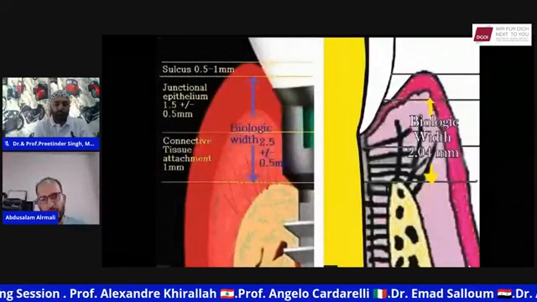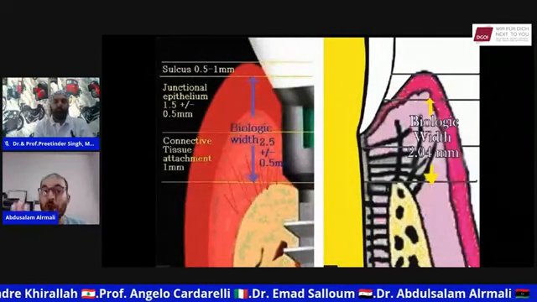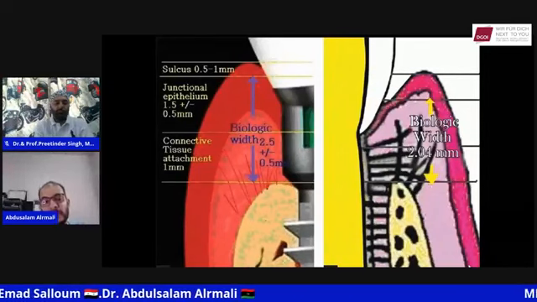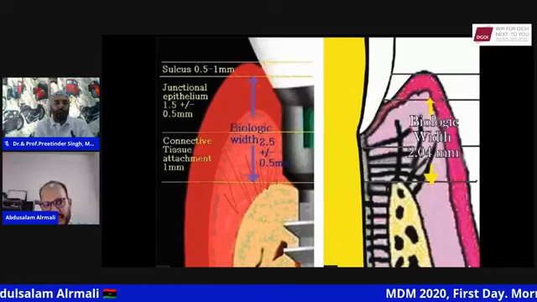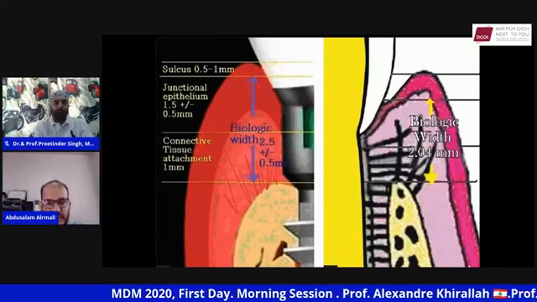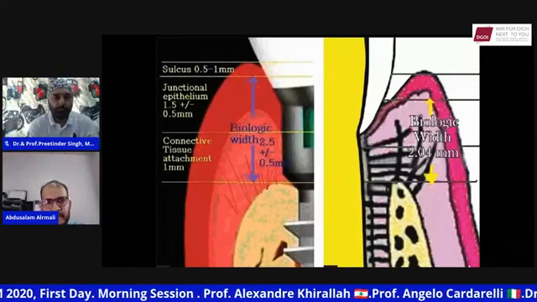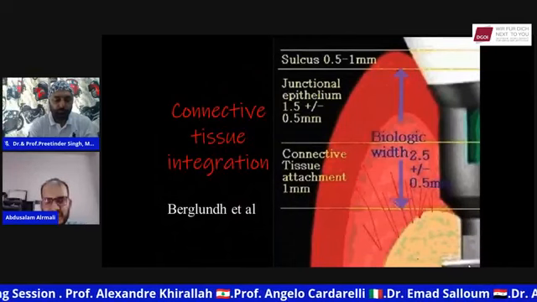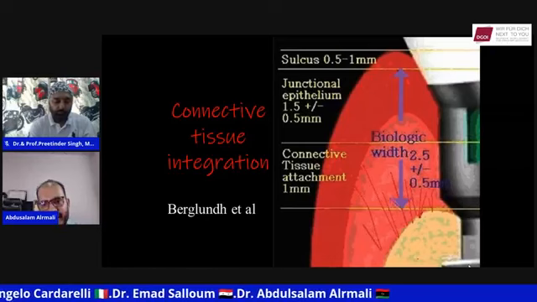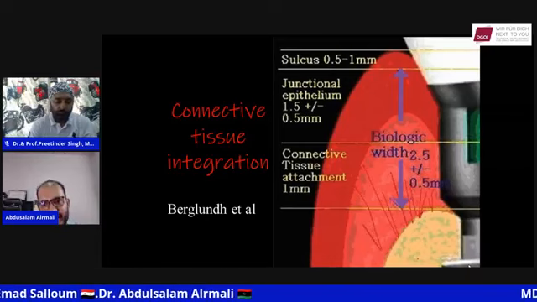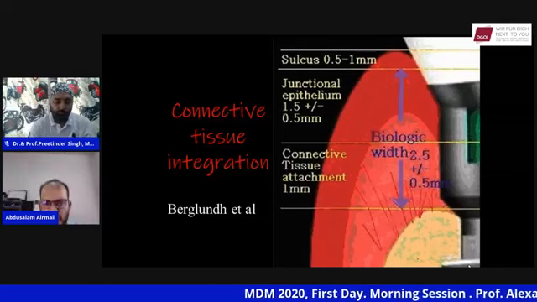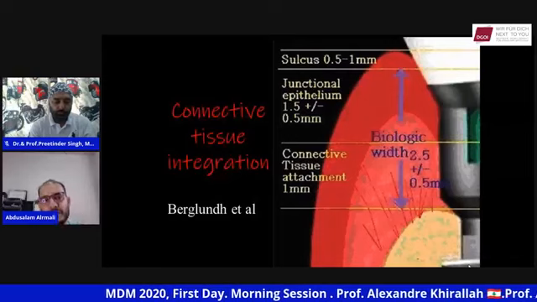So if we compare, as I said, even the biological width between the natural tooth and around the implant, the junctional epithelium around the implant is longer than around natural teeth. The connective tissue seal should be stronger and have more collagenous content. So this is called connective tissue integration. Connective tissue integration with the implant above the bone, including epithelium, as with natural teeth. This is called biological width. Okay, so this is the histology.